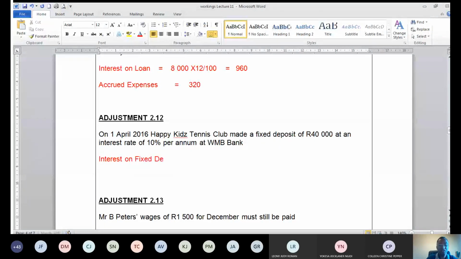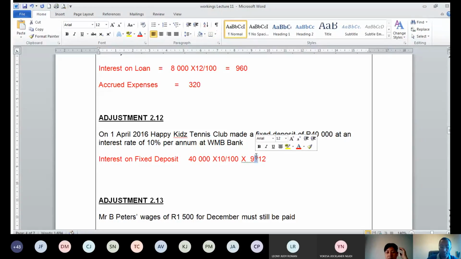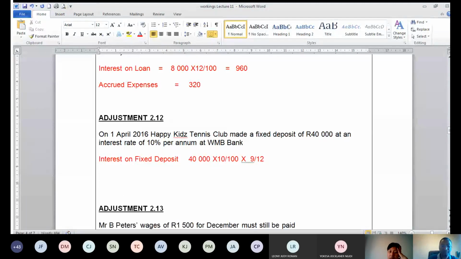Interest on fixed deposit, remember guys, is an income to the business. We have made a 40,000 Rand investment. We must get interest at 10% per annum. The investment was made on the 1st of April, guys. Therefore, we are only supposed to receive interest for a period of 9 months. Only for 9 months. And therefore, the interest that we are supposed to receive is 3,000 Rand.